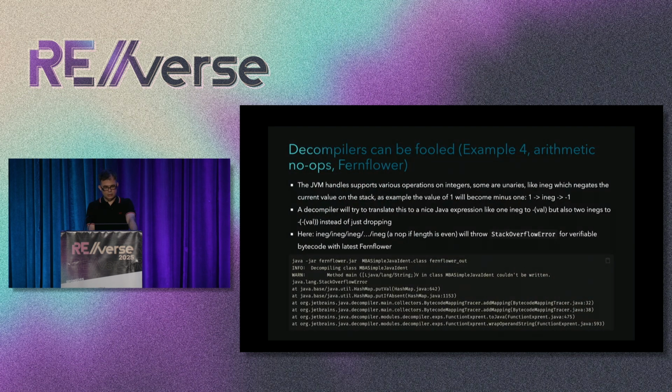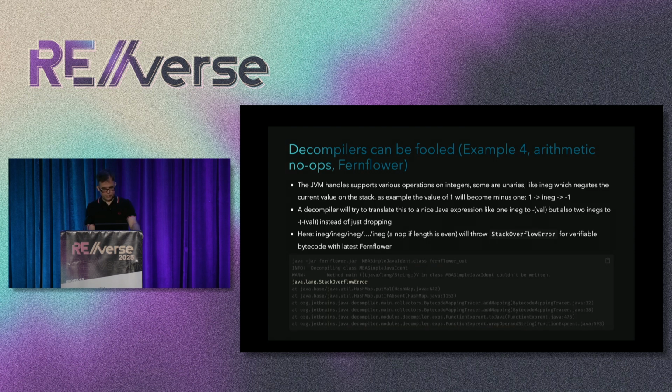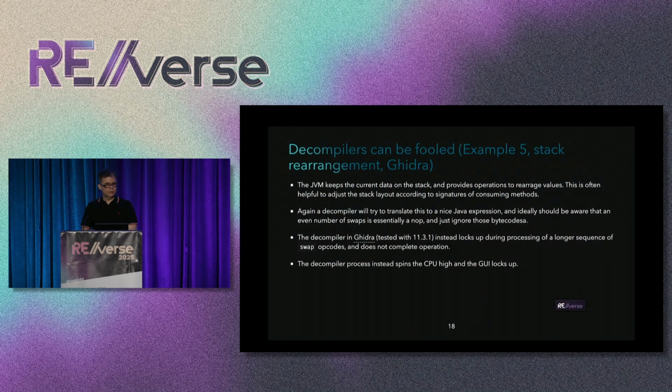So moving on, there are arithmetic no-ops. Like you can have the same with negative operators. Neg is a nop. And neg also causes a stack overflow error if you put it in. And also decompilers can be fooled. There's another player on the market that is JDIScript, and JDIScript also has some problems with keeping up to date with the stack data.